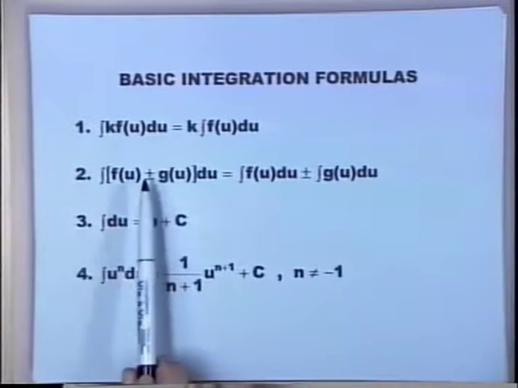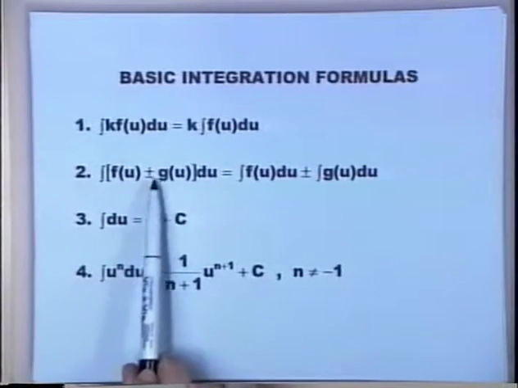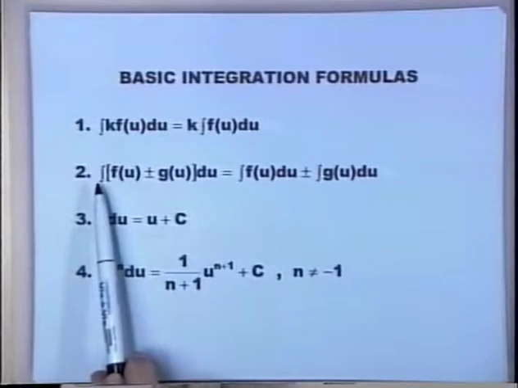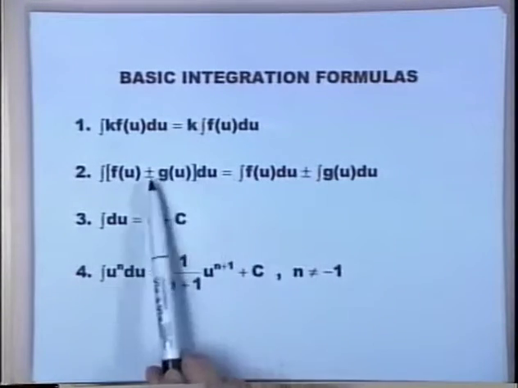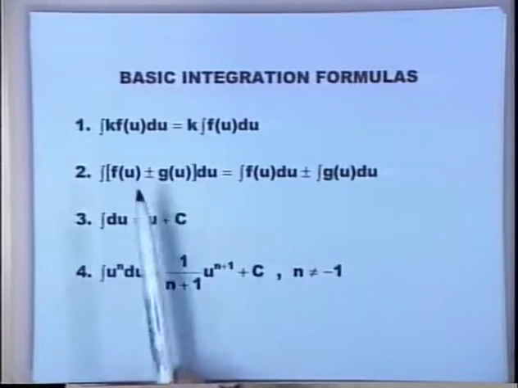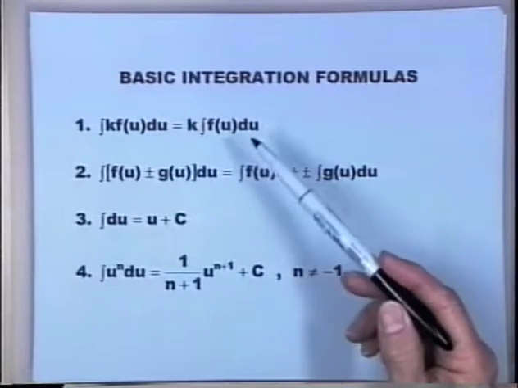The second rule is your sum and difference rule. If you have a sum or a difference of two functions and you're looking for the antiderivative, then you do the antiderivative of each term separately. And of course you add if this was addition, and you subtract if that was subtraction. These first two rules are pretty simple, okay?